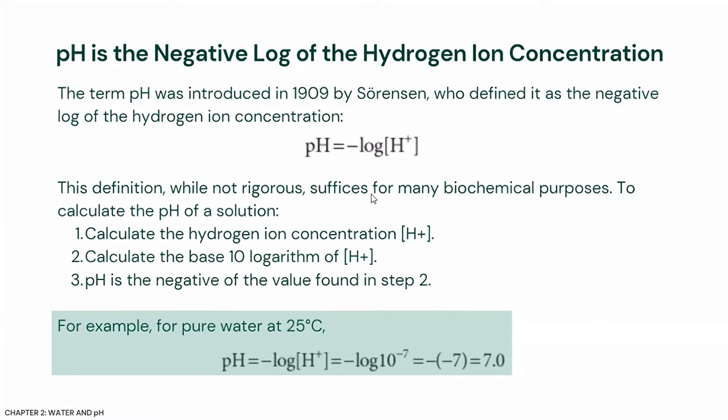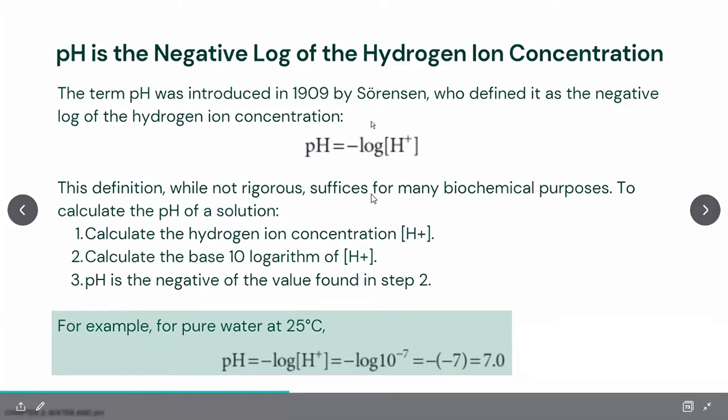pH is the negative logarithm of the hydrogen ion concentration. This was introduced by Sorensen. pH equals the negative log of the hydrogen ion concentration. Negative log of hydrogen ion concentration.